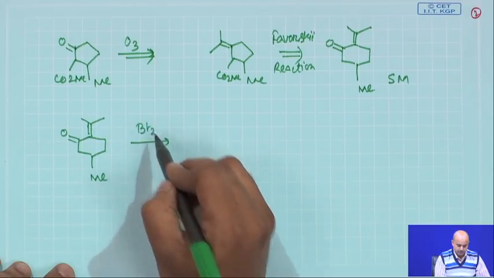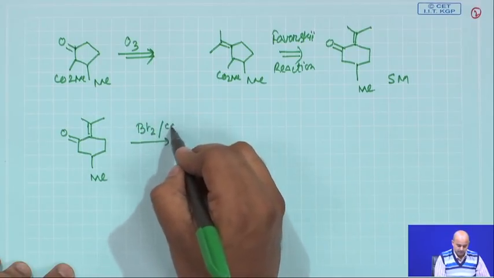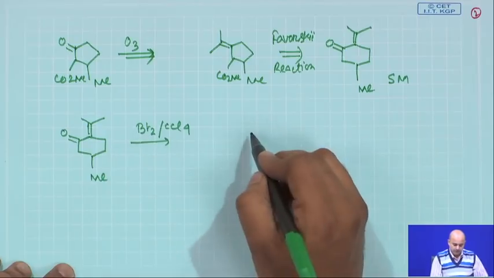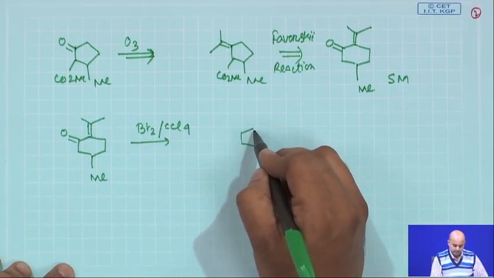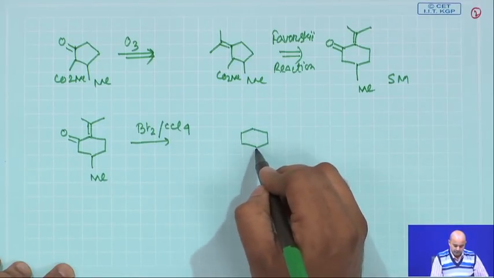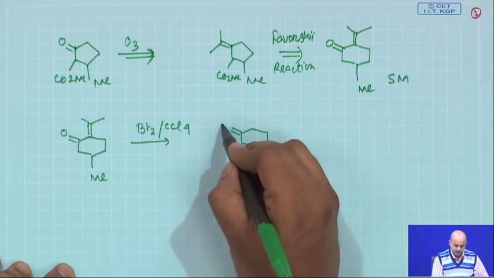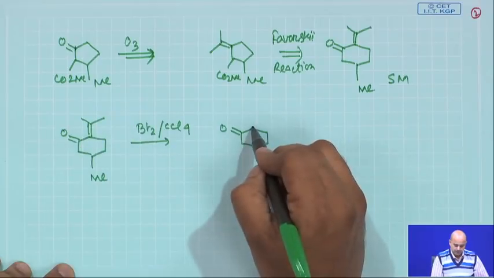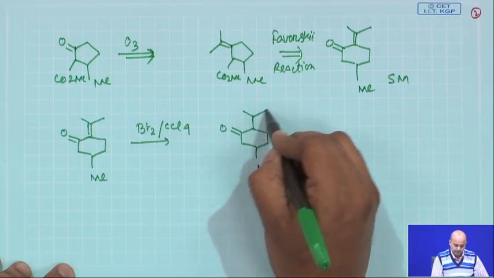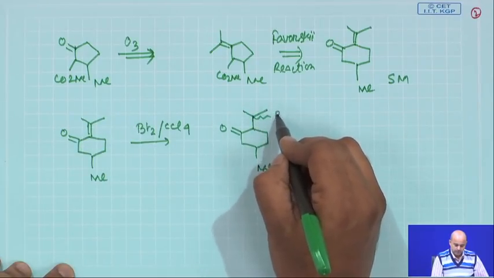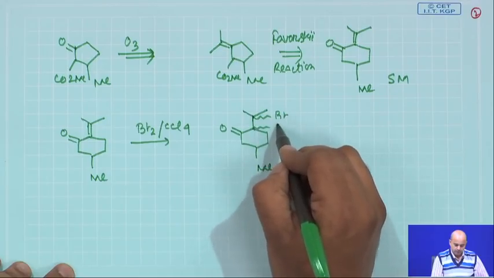Initially, we will be using bromine in carbon tetrachloride. Now, this bromine in carbon tetrachloride will basically brominate the double bond, the isolated double bond, to give you the corresponding dibromide species.